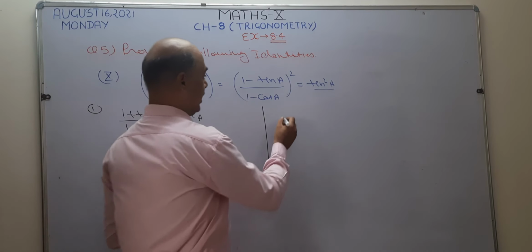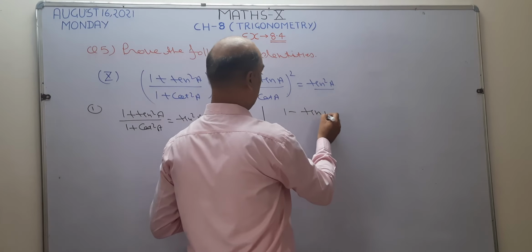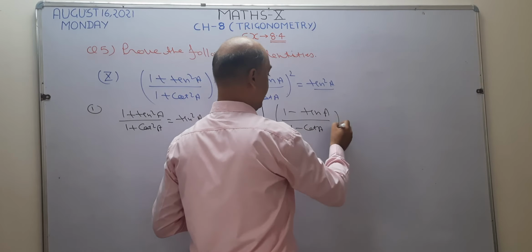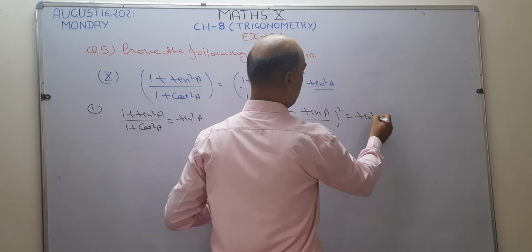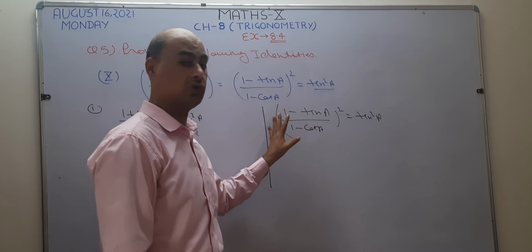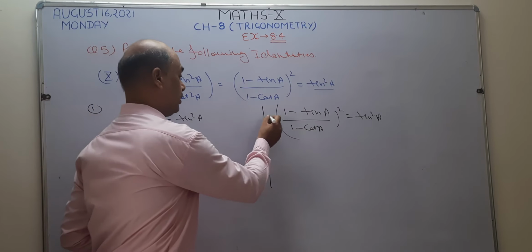In the second part, again I want to solve (1 minus tan a) upon (1 minus cot a), and its square, is equal to tan square a. Because in the given question we are going to show this part equal to tan square a and this part is also equal to tan square a. So this is actually 2 questions. Okay, this is your second part.